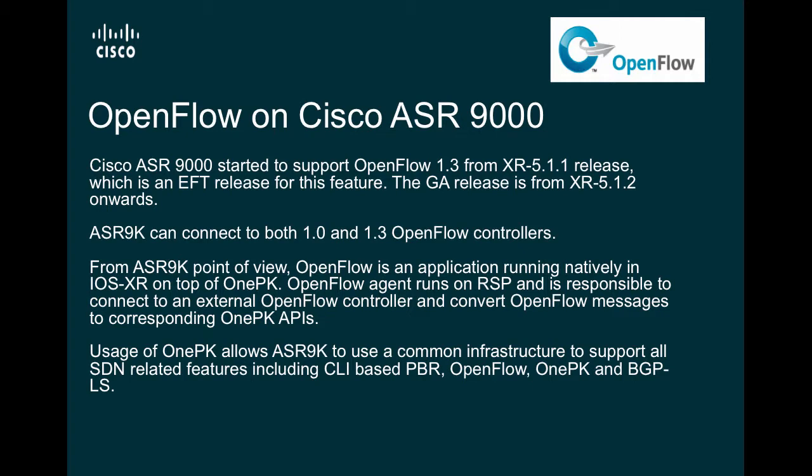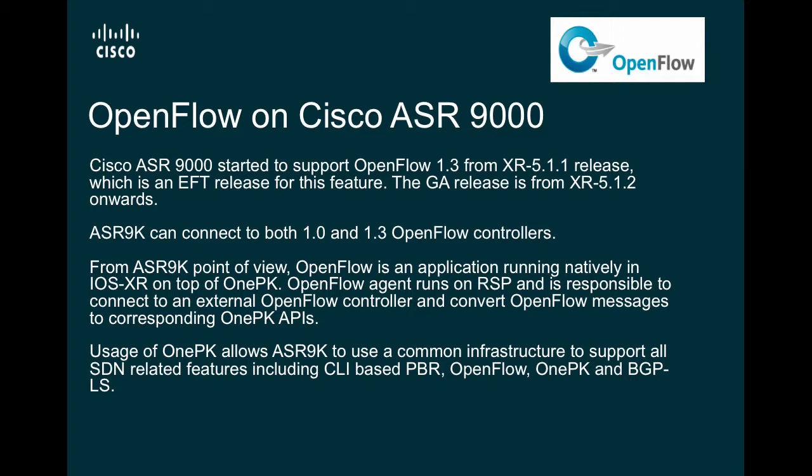So now that you understand what OpenFlow is all about, let's discuss how OpenFlow switching has been incorporated on the Cisco ASR 9000 platform. The current software release, which is XR 5.1.2, has support for OpenFlow, and it can connect to both OpenFlow 1.0 and 1.3 controllers. From the ASR 9000 perspective, OpenFlow is just an application which runs natively in IOS XR on top of onePK. So what is onePK?